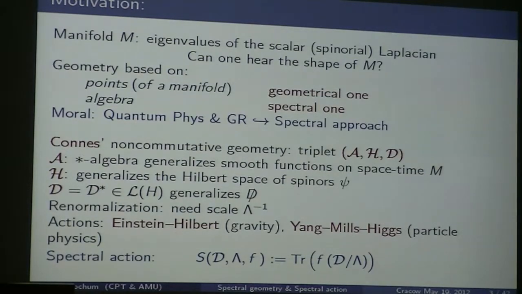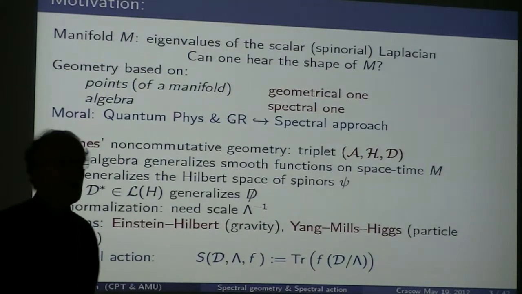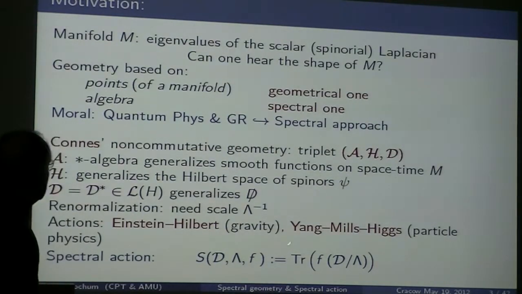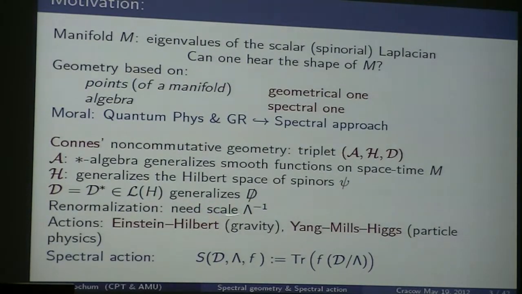In some coordinate system. But of course we also know that this is not sufficient, because in physics you also have to take care about renormalization. So here you need something like some energy scale, okay, so I call it lambda. And you also know that you have to handle some actions, okay, when you have your field. So there are plenty of actions. The most famous is the Einstein-Hilbert action, which appears in gravity, and also these Yang-Mills and Higgs actions, which appear when you work in particle physics.